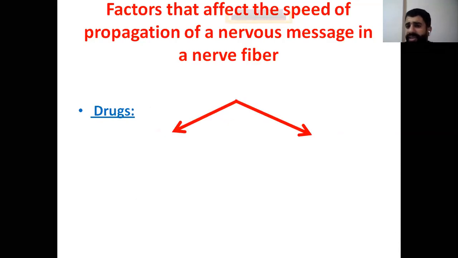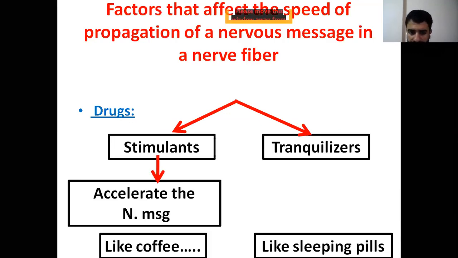Drugs are also factors that affect the speed of propagation of the nervous message. Drugs are of 2 types. Either stimulants, which stimulate and accelerate the nervous message. For example, sometimes people say, like Adam said, I don't wake up unless I drink a cup of coffee. So this cup of coffee contains a stimulant, caffeine, that stimulates the nervous system and accelerates the nervous messages. That's where you wake up. Okay, this is acceleration of the nervous message. This is called the stimulant.